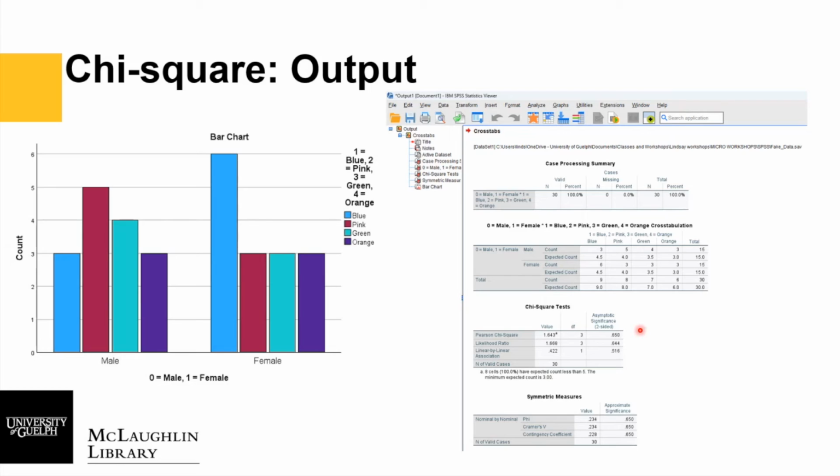The third table here is our chi-square test table. This table is going to show you the value of the Pearson chi-square test statistic. So it's essentially a little x to the power of 2. That's your chi-square test, that would be the symbol we would use. It tells you the degrees of freedom for the test and the p-value associated with that test.